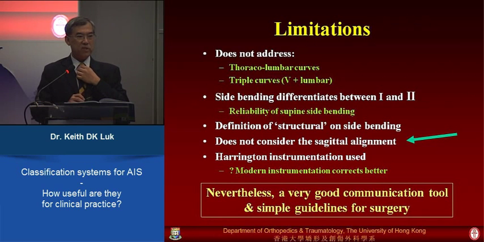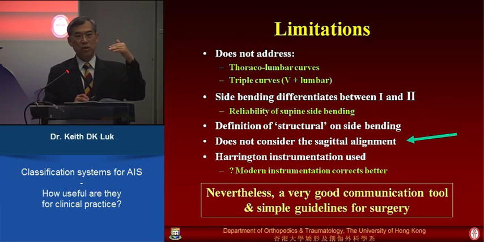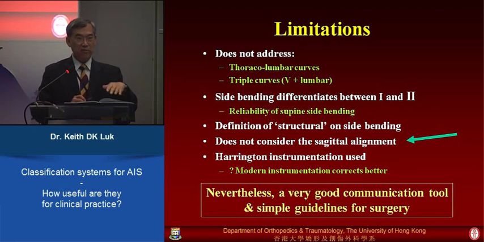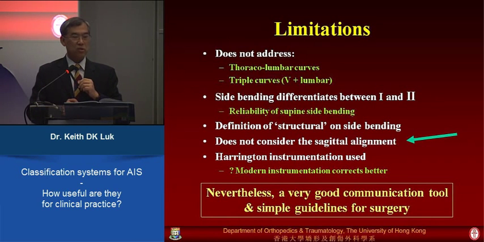And strictly speaking, it does not cover the thoracolumbar curve where the apex is at T12 or L1. So you can remember just now we have a double curve, we have a thoracic curve, but it's actually no true thoracolumbar junction curve. And it does not also address the possibility of a triple curve where you have an upper thoracic, main thoracic, and a lumbar. So it is not present in that classification.